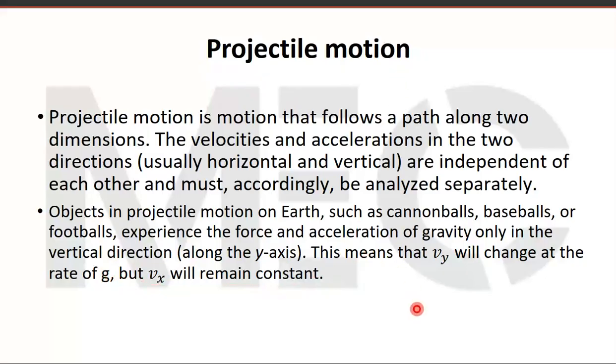In the x direction, I emphasize, we have constant speed. Nothing changes the speed because we neglect the air resistance. In the y direction, whether you take it upward or downward, it's a constant acceleration motion. What is the acceleration? Gravitational acceleration, g.